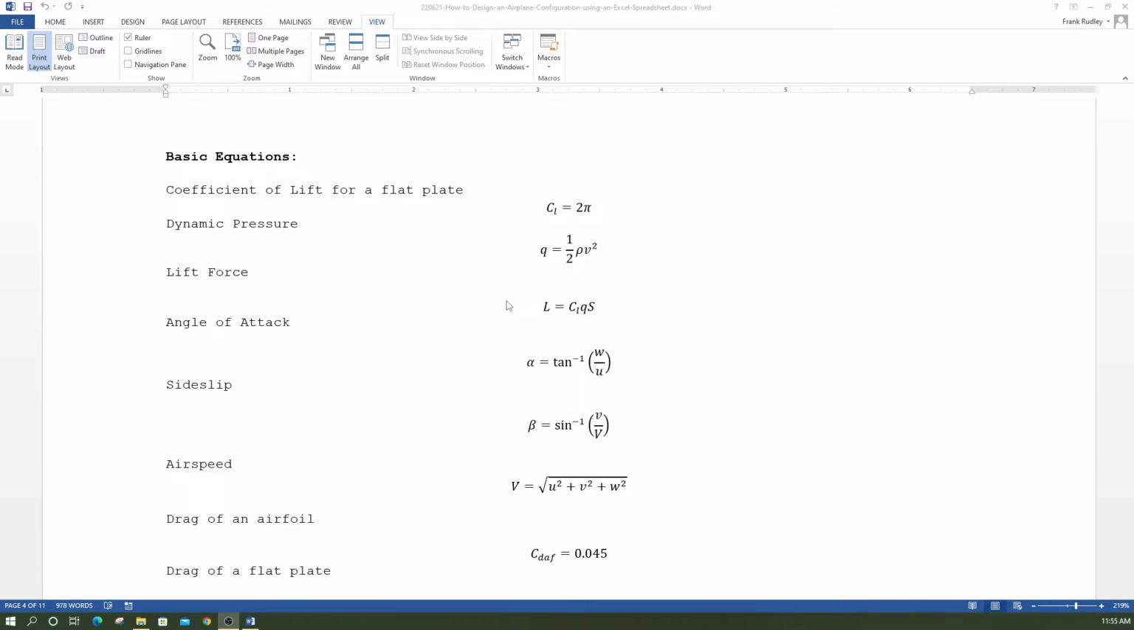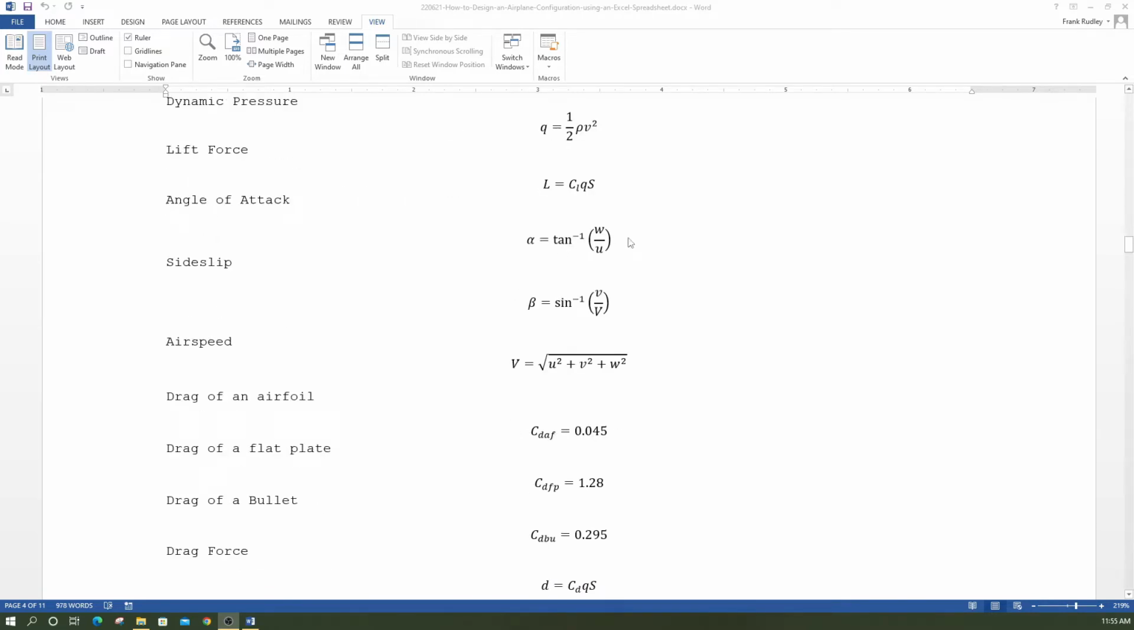And the next important equation is angle of attack. So generally, we're going to just look at very small angle of attack, maybe nothing more than 5 degrees, and also sideslip, nothing more than 5 degrees. So angle of attack is the inverse tangent of the vertical velocity over the forward velocity, and sideslip by definition is the inverse sine of the lateral velocity over the total velocity. So our total velocity is the sum of these three velocities, u, v, and w, in the body axis.